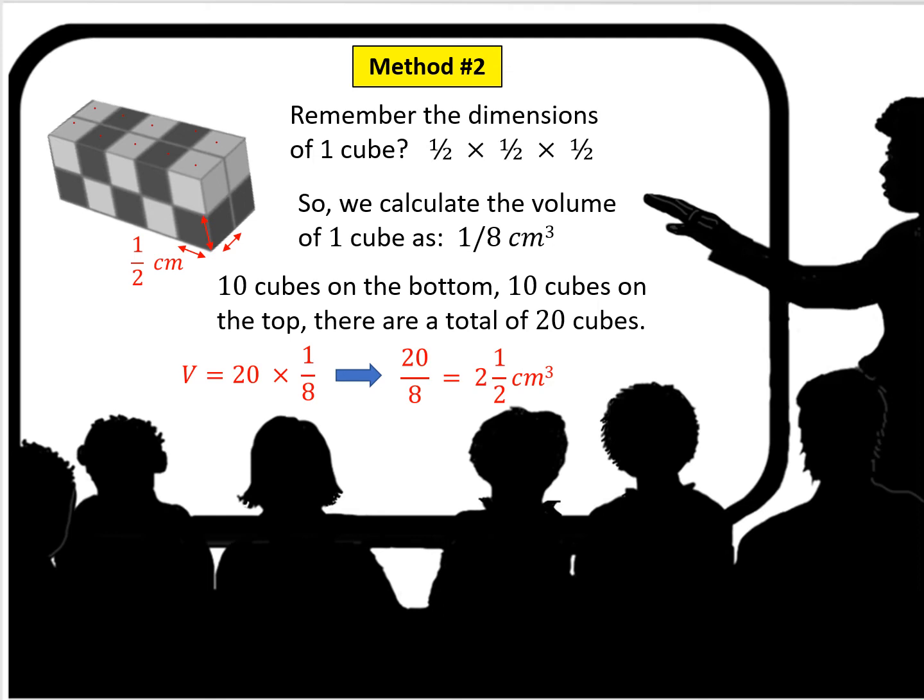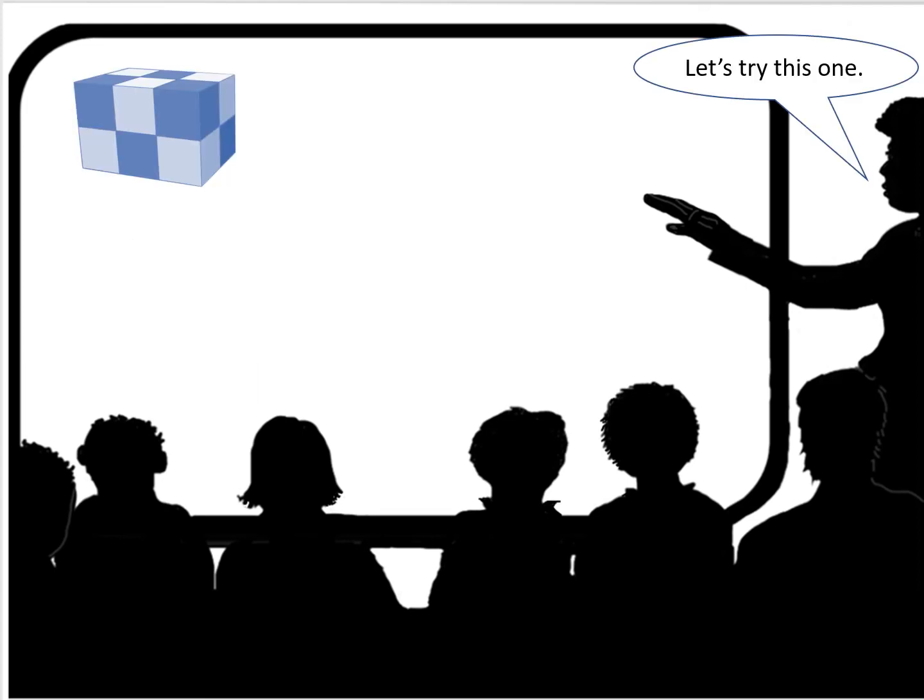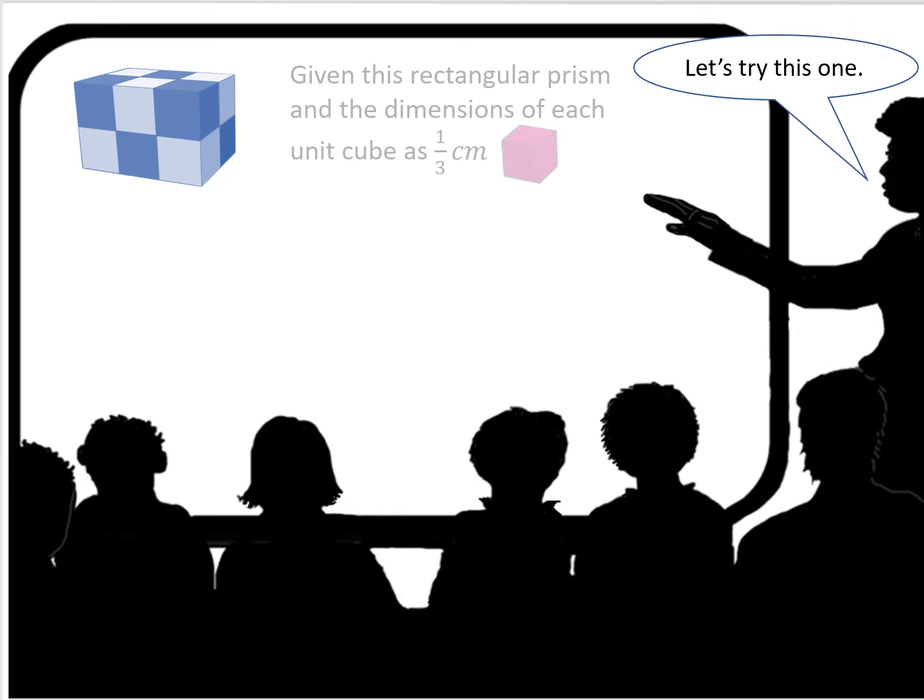So no matter which way you do it, whether you take the volume of one cube and then multiply it times the number of cubes, or you use the dimensions of the cube to figure out the length, the width, and the height of the rectangular prism and then use the volume formula. So let's try another one.